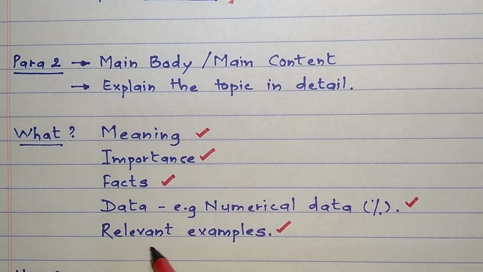Finally, the most important point, and that is relevant examples. That is examples connected with the given topic. You should give examples to prove your point. If the topic is healthy lifestyle, you can write that every individual needs to do exercise regularly and daily. Brisk walking is important and should be done for at least 30 minutes every day to keep oneself fit and healthy. This becomes an example.